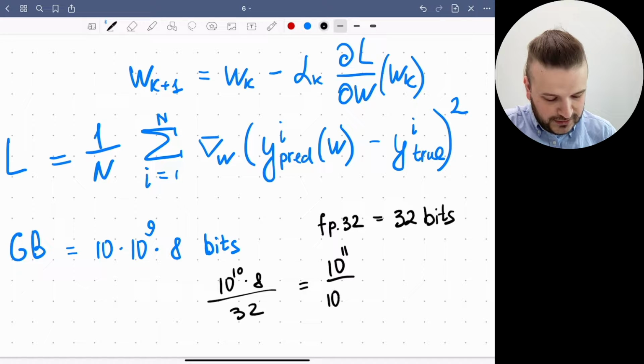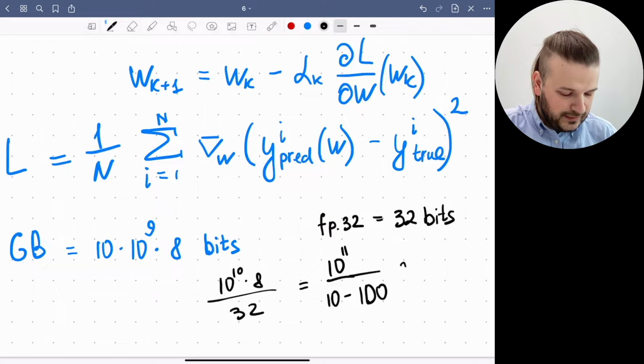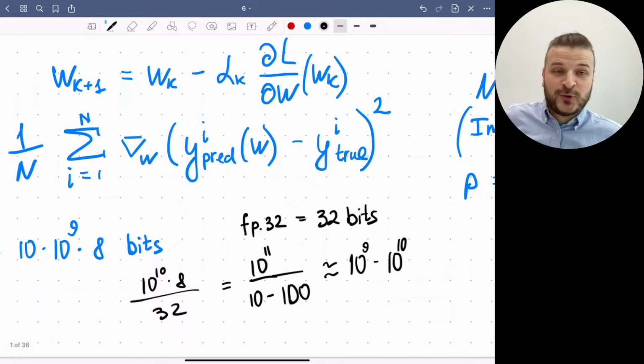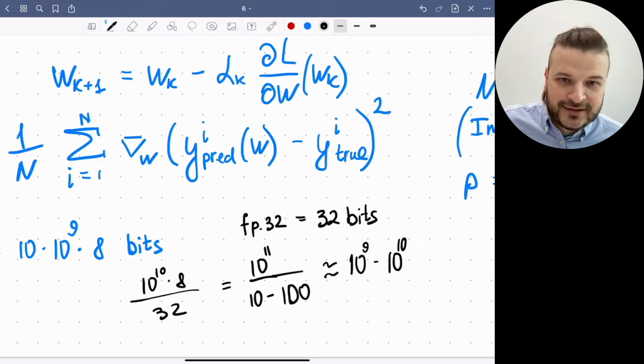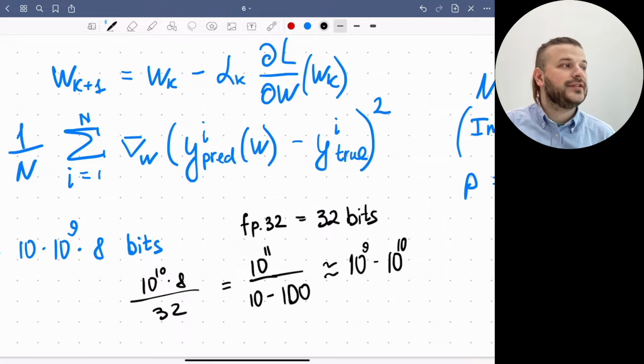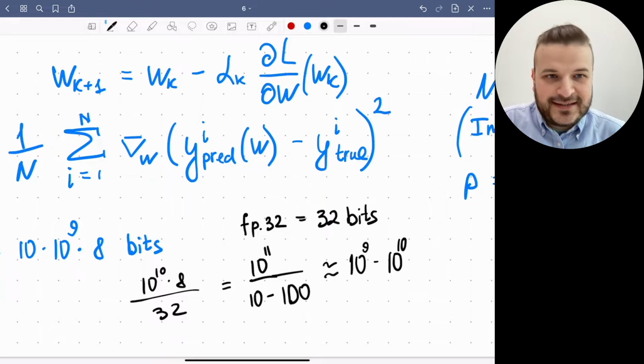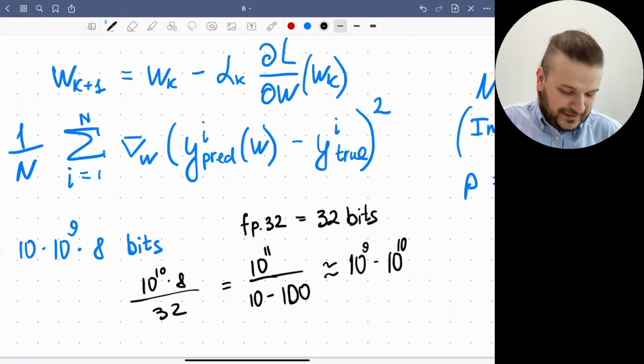We'll say that it will be approximately equal to 10 to the power of 11, and this is something between 10 and 100. So it will be 10 to the power of 9 or 10 to the power of 10. That's the number of parameters we can store, if we store only the vector of gradient, let's say. But actually we have to store not the gradient vector only, but the model parameters themselves, or the data, or some stuff for the operating system to work, etc. I mean, clearly we have a limit here.